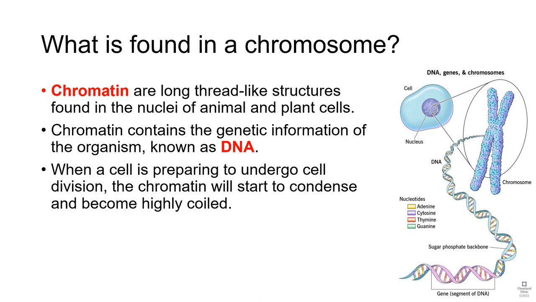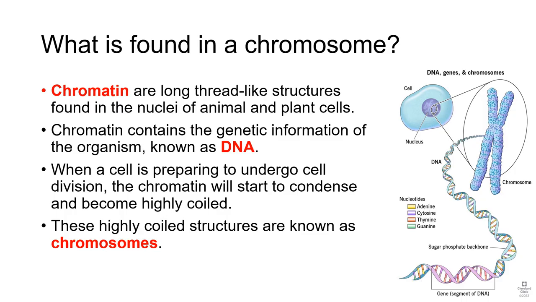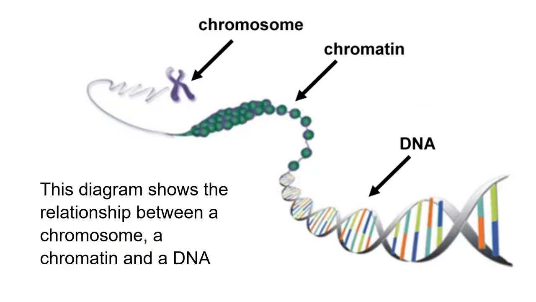Now, when do we call them chromosomes? When a cell is undergoing cell division, the chromatin in the nucleus will start to condense and become very, very coiled, and so this is known as a chromosome. If you take a look at this picture, you can see the relationship of chromosome, chromatin, and DNA. You realize that it's actually the same thing, just different terms used to describe different stages.